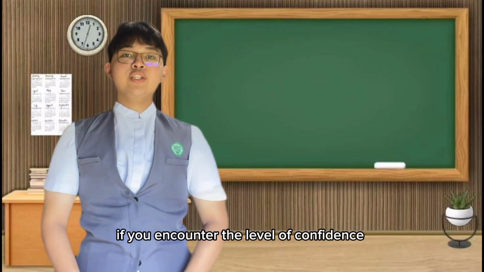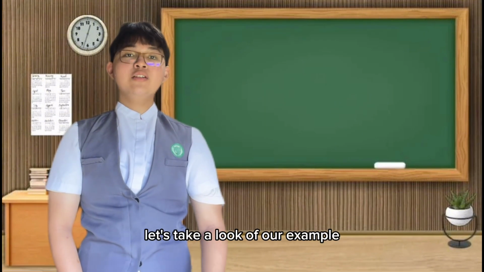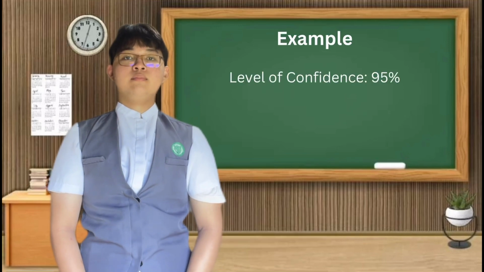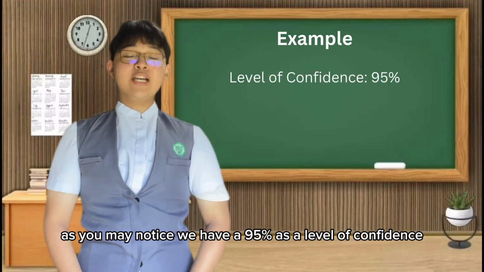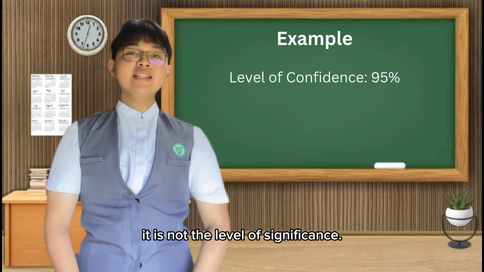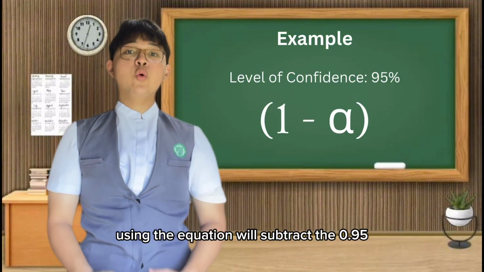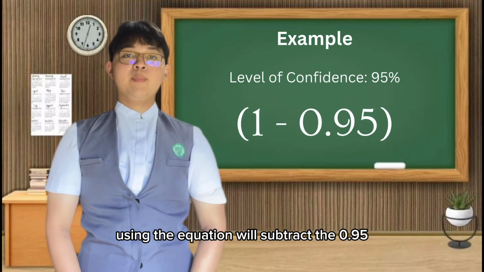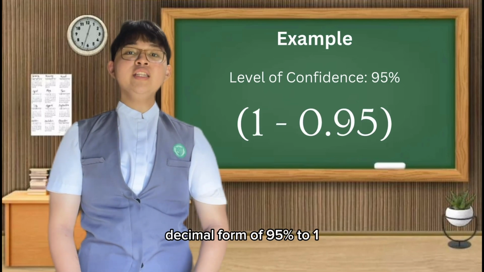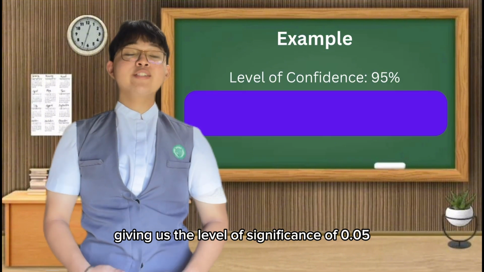If you encounter the level of confidence, just use the equation. Let's take a look at our example. As you may notice, we have 95% as a level of confidence. It's not a level of significance. Using the equation, we will subtract 0.95, the decimal form of 95%, from 1, giving us the level of significance of 0.05.